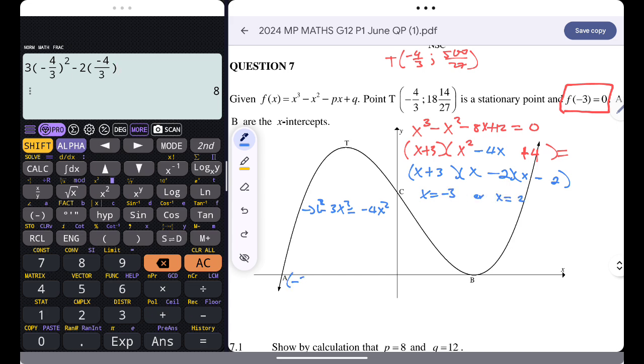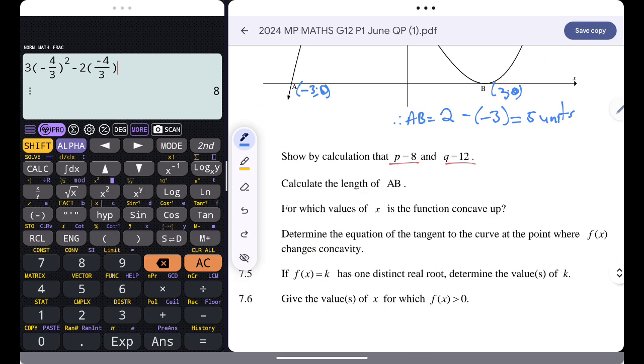So since over here I have negative 3 and 2, and over there I have 2 and 0, therefore the length of AB, the y values are the same, guys. Both of them are equal to 0. I just need to subtract the x values. So I'll simply say 2 minus a negative 3. This will give me 5 units. Are you together? 5 units. AB is just equal to 5 units.